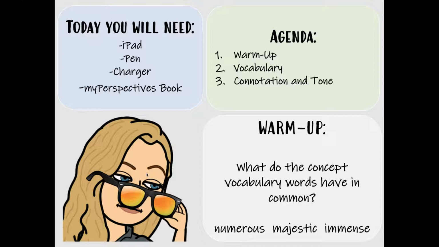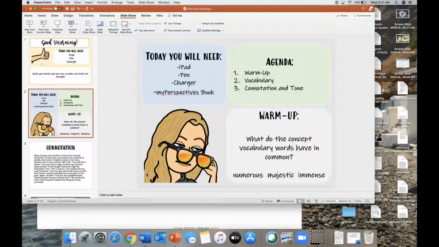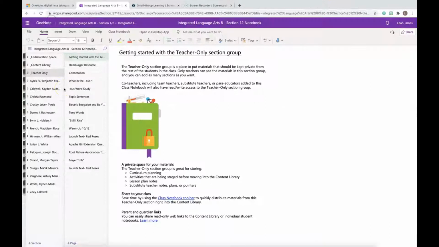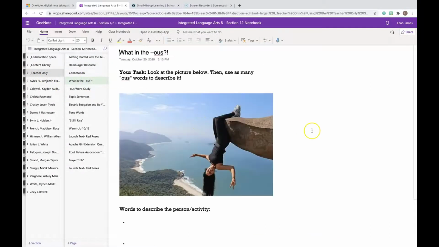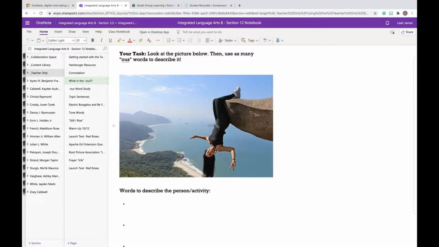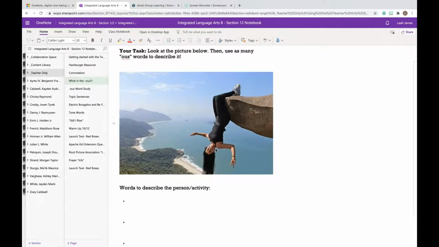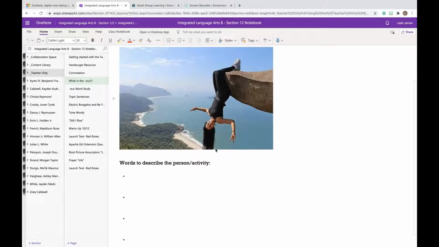Okay, so now that you have your warm-up completed, I'm going to have you go into the root section of your binder for our vocab. Remember, we are still working with the suffix OUS, so I want you to find the what in the OUS, okay? So you're going to look at the picture that I have right here. Try not to get too nervous. Then you're going to use as many OUS words as you can to describe it.